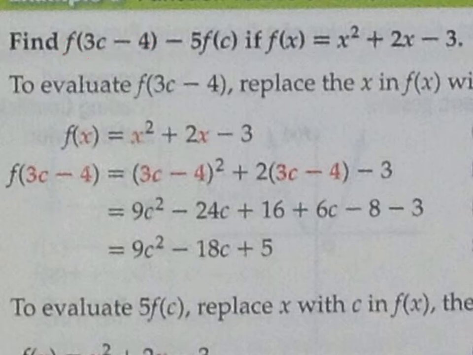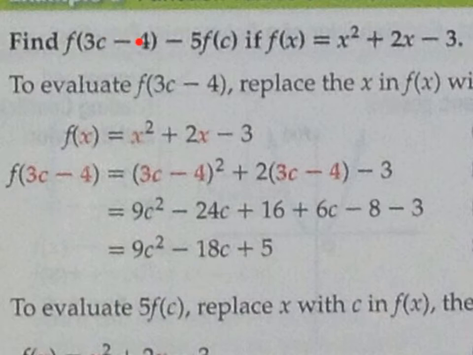What if it said f of 4 only? What if this wasn't a 3c minus 4? What if it said f of 4 only? What would you have to do? You'd have to plug in 4 right here and right here. So 4 squared is 16. 2 times 4 is 8. 16 plus 8 minus 3 to get an actual output, right?